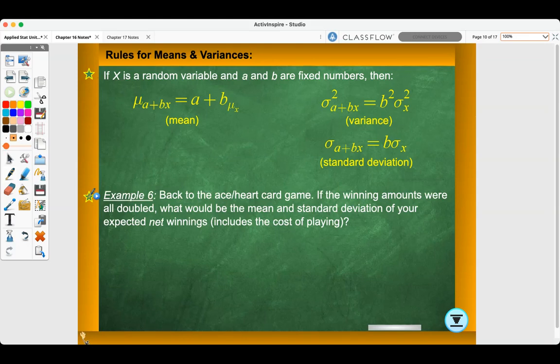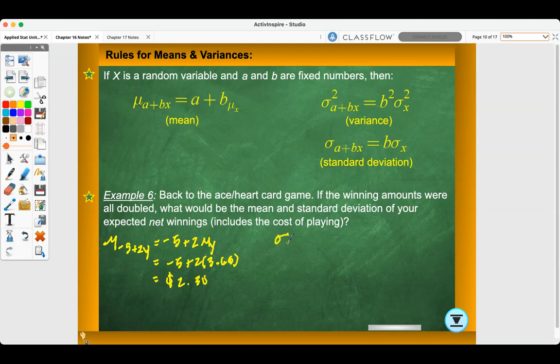Back to the ace heart card game. If the win-in amounts were all doubled, what would be the mean and standard deviation of your expected net win-ins? So this includes the cost of playing. So in order to get this, it would be mu of -5, because that's the cost of playing, plus 2y. So my mean would be -5 plus 2 times the mean of y, which would be -5 plus 2 times 3.65, which would be $2.30.